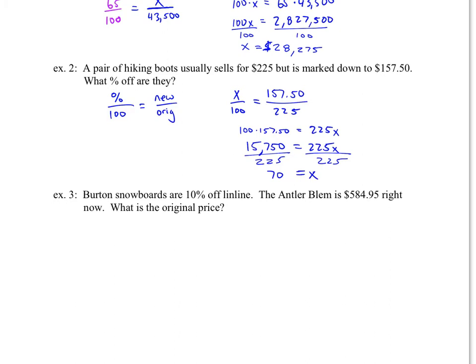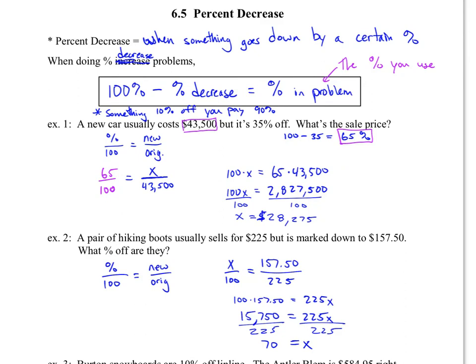Wait, then don't you subtract 100 from 70? You changed the way you write your percents now. I did, because you guys complained. What that right there is saying is that 157.50 is 70% of 225. So you paid 70% now. So this is where we need to take this top thing here, 100 minus the decrease equals how much we paid.